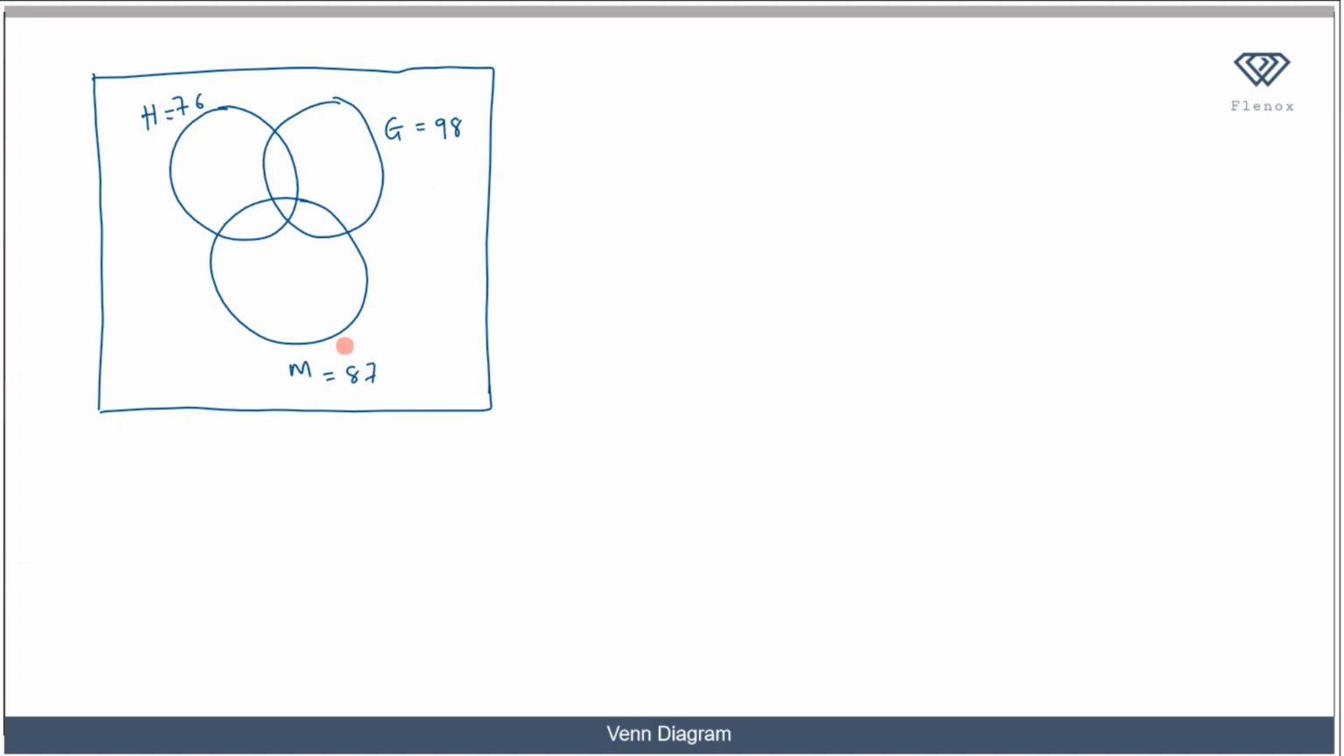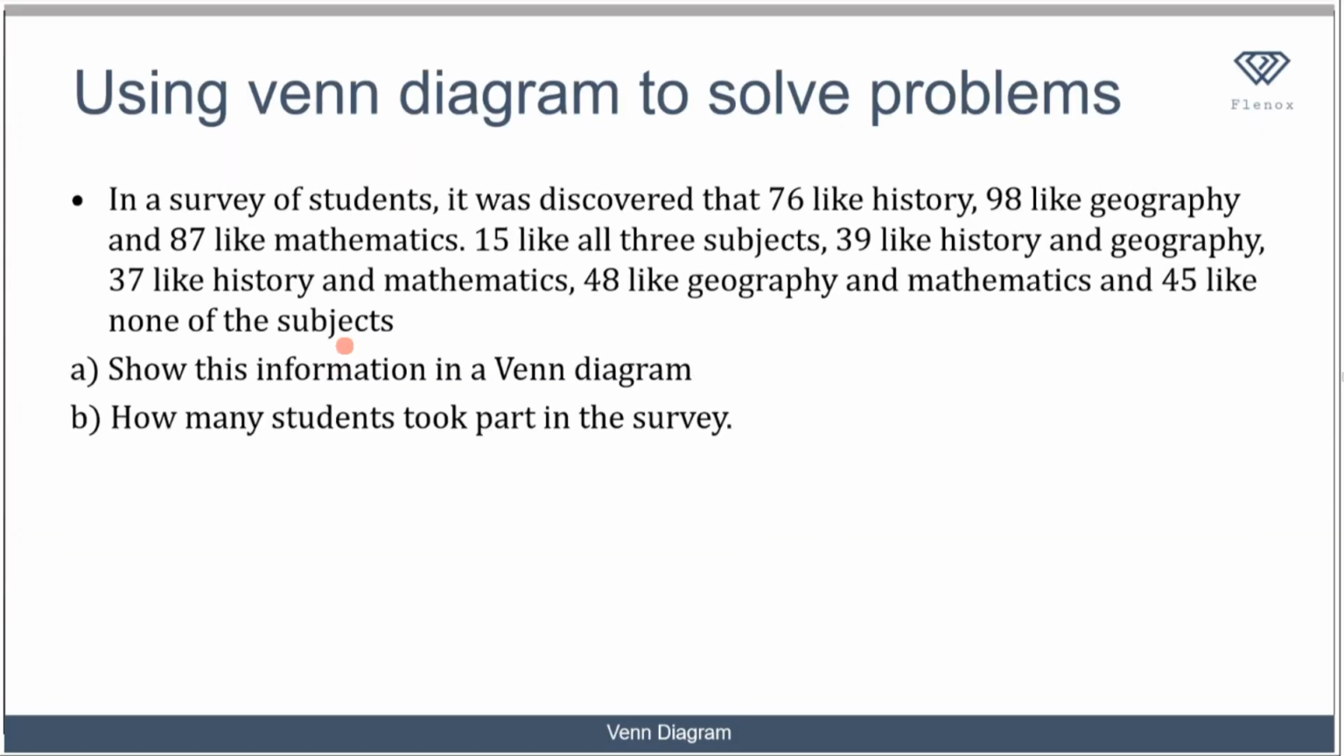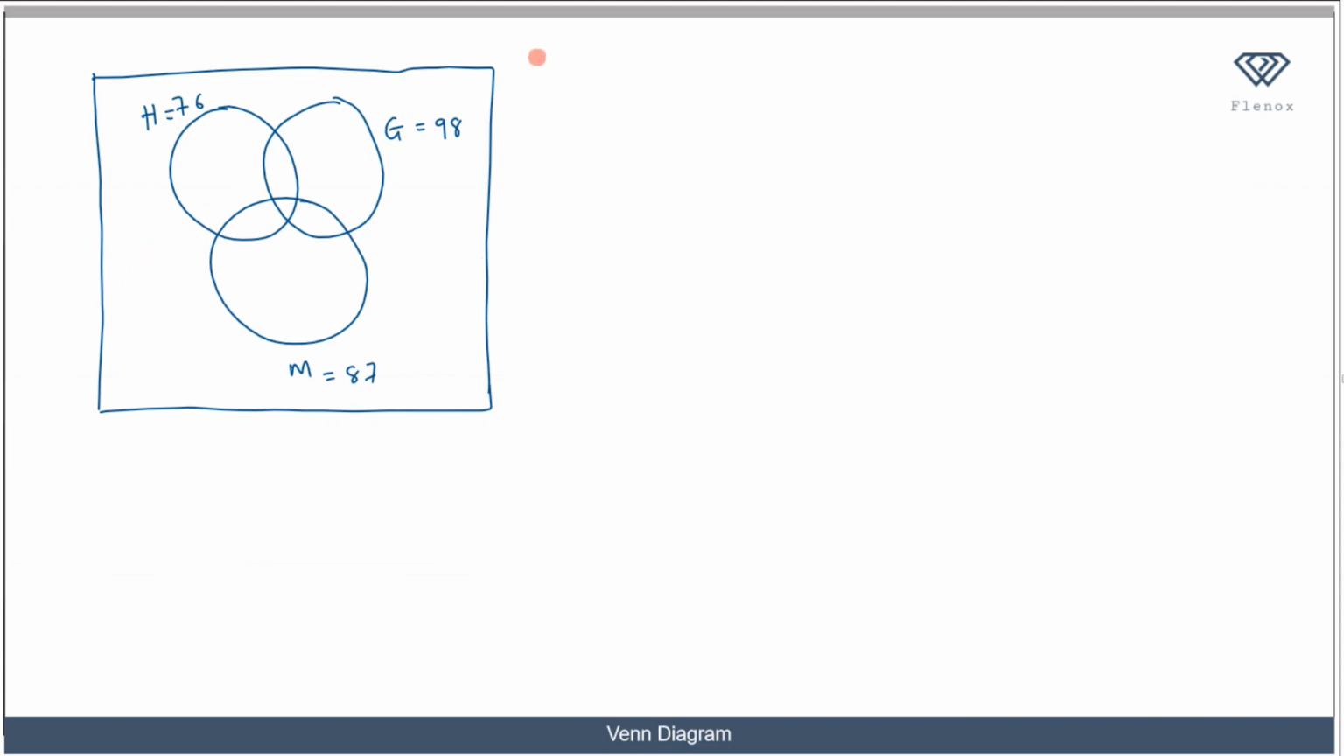We are told that 15 like all 3 subjects. So what does it mean? It means that the intersection of the 3 of them is 15. So 15 of them participate in all the subjects, and this is the intersection that represents all the 3 subjects.